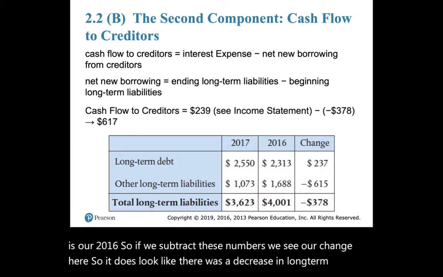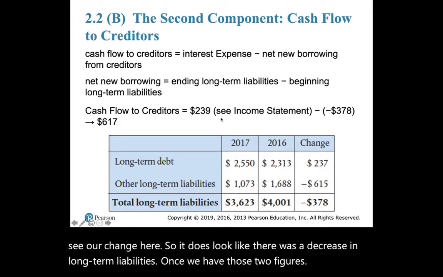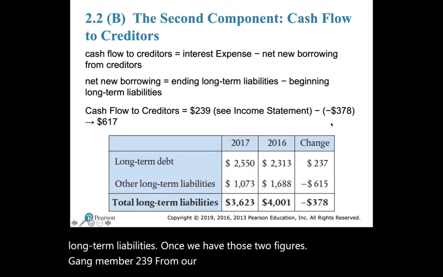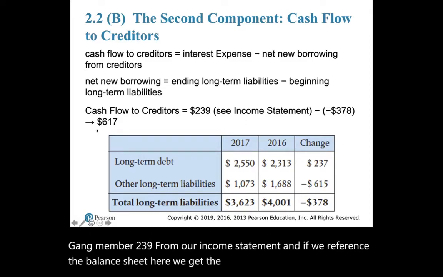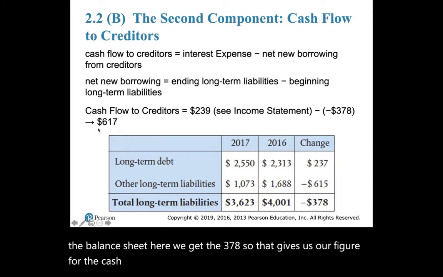Once we have those two figures, again, remember the 239 is from our income statement. And if we reference the balance sheet here, we get the 378. So that gives us our figure for the cash flow to creditors. So that's how much cash is going to our creditors.